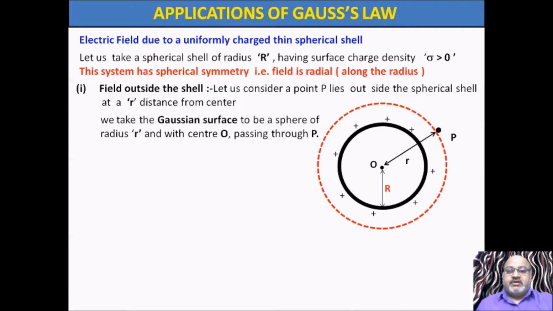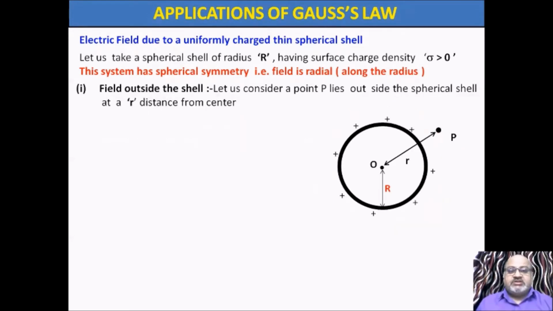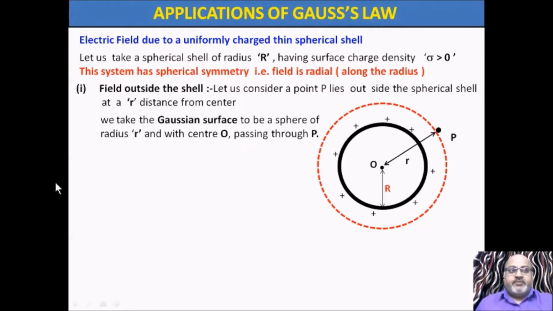Now, what is the procedure? We take a Gaussian surface. So here symmetry is spherical, so we take a spherical Gaussian surface.